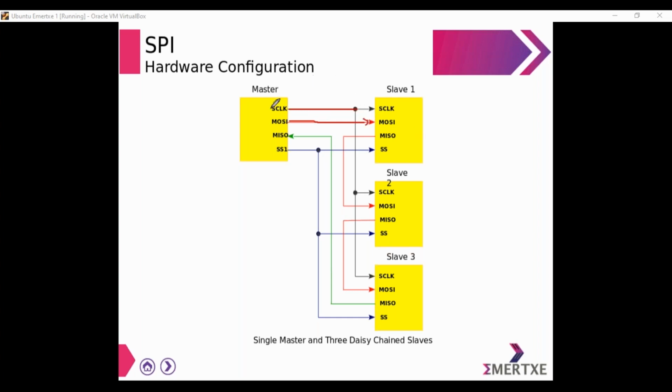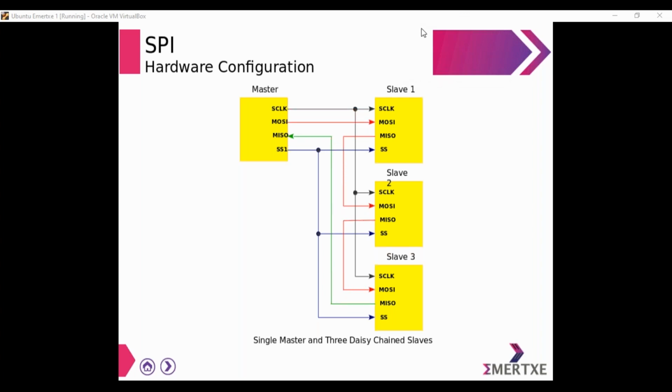Now if slave 1 has something to be given to the master, it cannot give it directly. So whatever slave 1 has to give to the master, it has to first go to slave 2. From slave 2, it has to go to slave 3. And from slave 3, the data has to be received by the master.